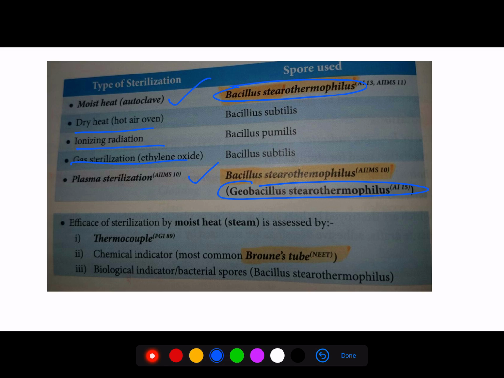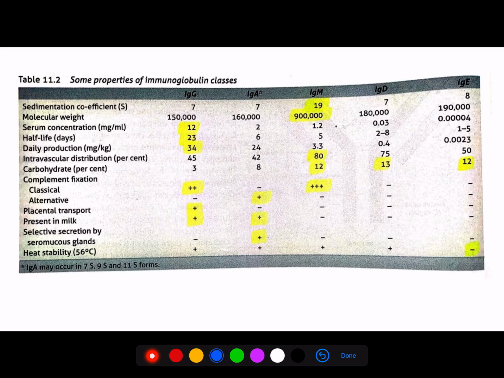The other methods of knowing the efficiency is by using a thermocouple, which is going to give the temperature, or by using chemical indicators which change color with time, that is a Browne's tube, or by using your biological indicator, that is called a biological spore. Of course, this is very, very important. Most of your questions in the examinations, for sure, there will be 1 or 2 questions.